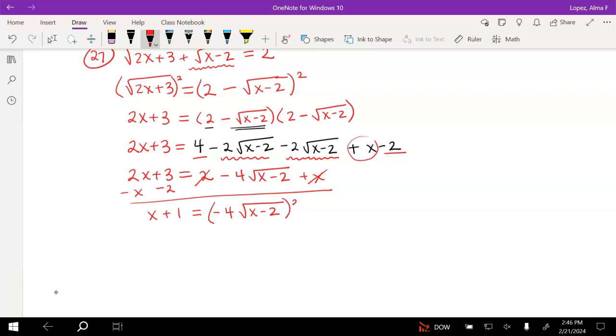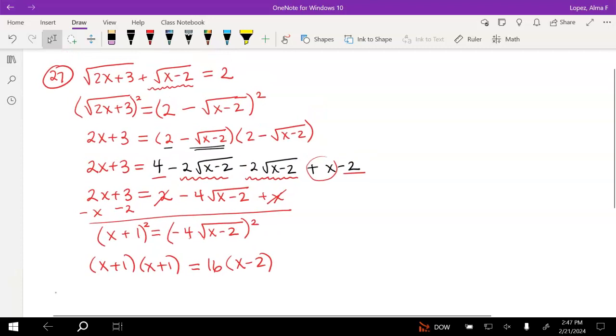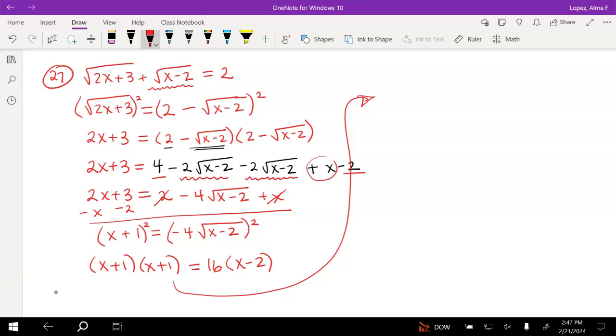I'm going to choose to square both sides at this point. I'm not going to divide the negative 4 off. Instead, I'll square it. So on the left, we end up with x plus 1 times x plus 1, a FOIL process. On the right, the negative 4 squared becomes 16, and for the square root of x minus 2 squared, the x minus 2 just drops out because the square root and the square cancel each other out. Now, I'm going to do the FOIL process and distribute the 16 onto that parentheses term.